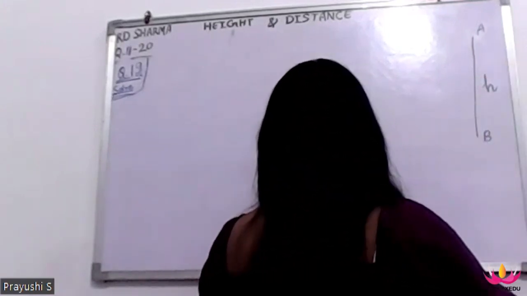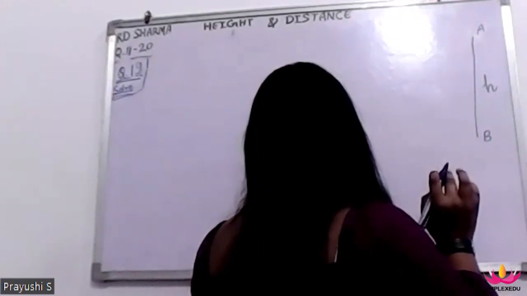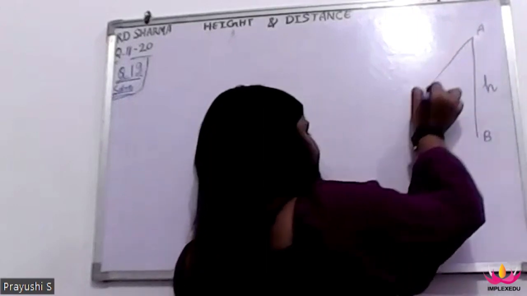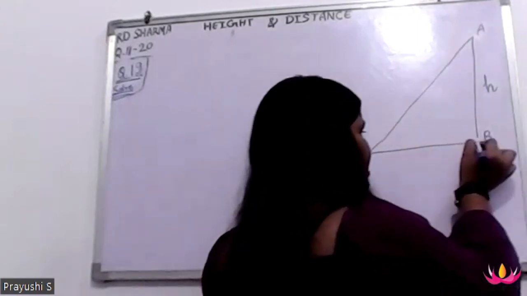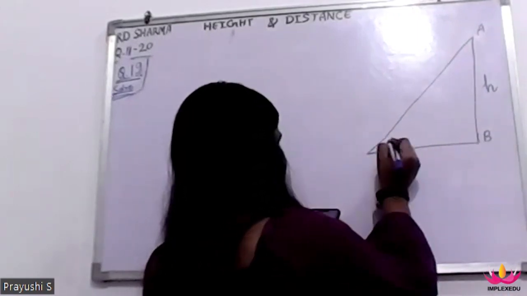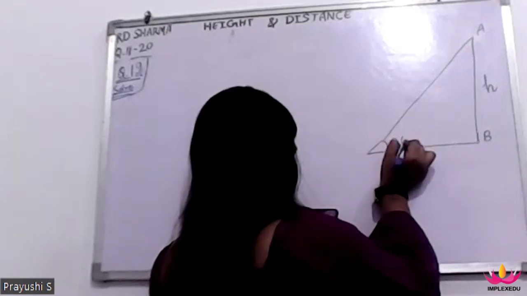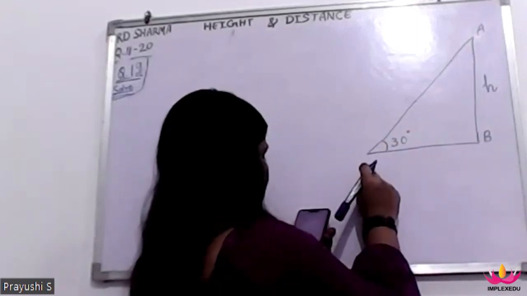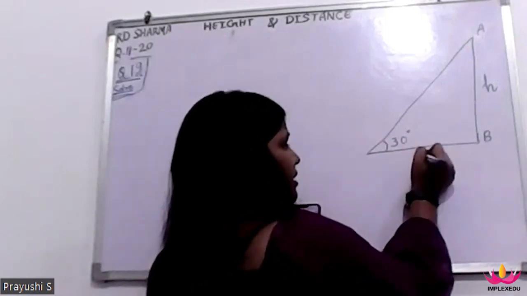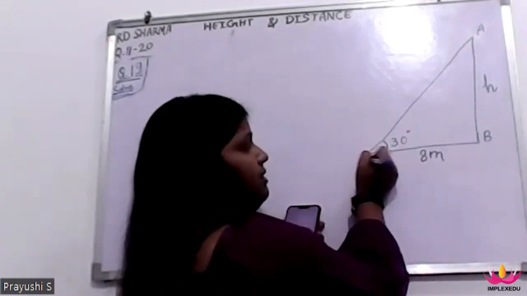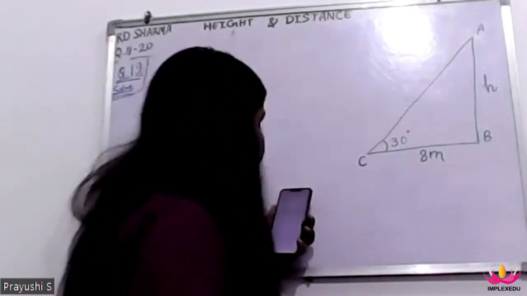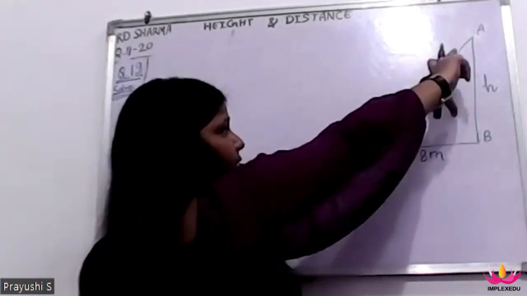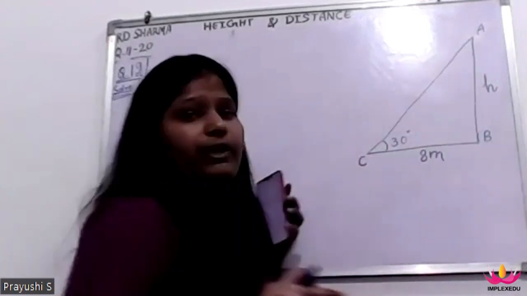Okay. Now the top of the tree makes an angle of elevation with the ground, which is 30 degrees. The distance between the foot of the tree and the point where the top touches is 8 meters. So this is 8 meters, and I am saying this point is C. Now we have to find the height of the tree.